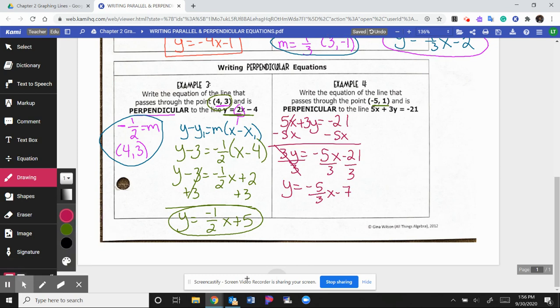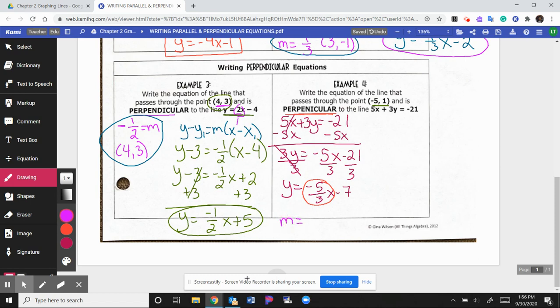All right, so our equation is y equals -5/3 x minus 7. The whole point of that was to identify what our slope is, and our slope here is -5/3. But remember, we're talking perpendicular, so I can't just pull that out and say, oh, I'm done, that's my slope. I need to take the opposite reciprocal of that.